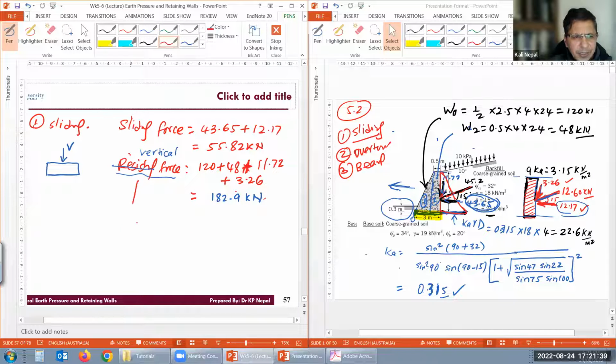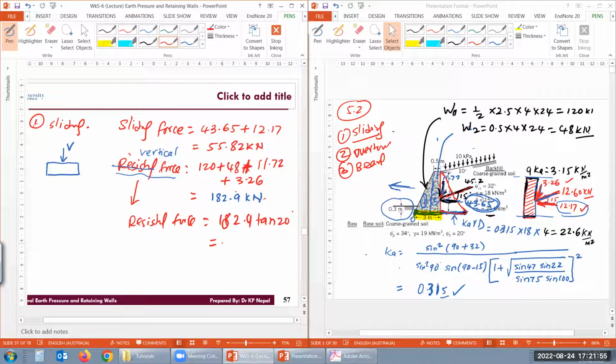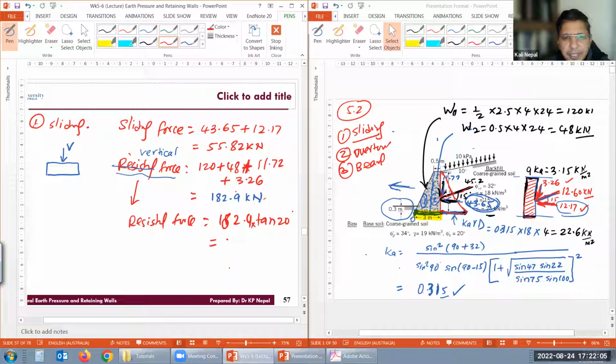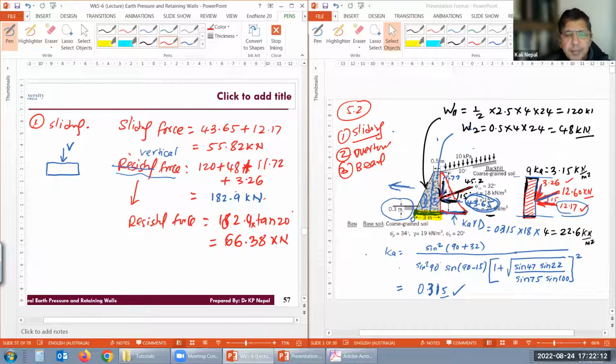So can I calculate the resisting force now? Resisting force equals 182.9 times tan phi, where phi is 20 degrees. Can you do that for me, please? 182.9 times tan 20, okay? 66.38. 66.38 kilonewton. You see, that's that much resisting, right?